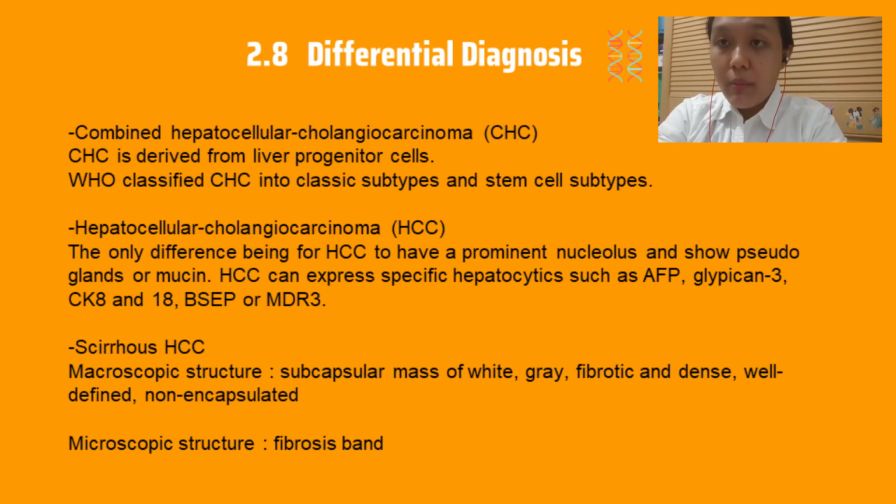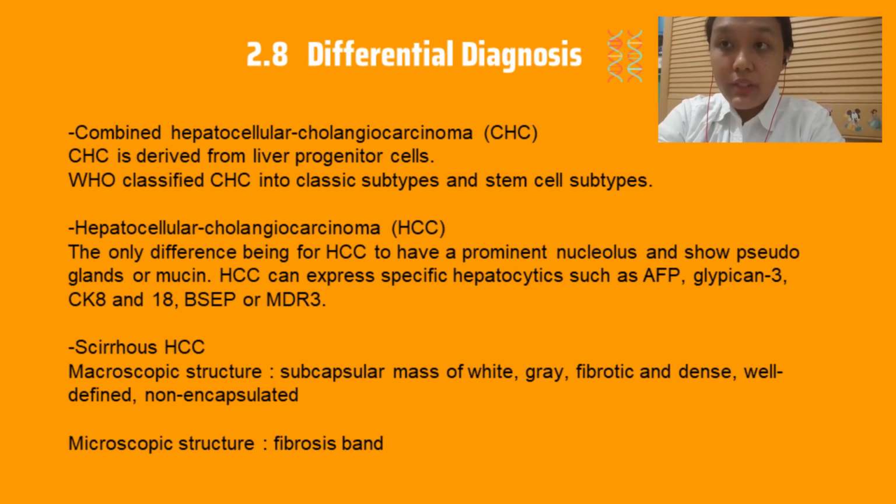Now, I'm explaining about differential diagnosis for cholangiocarcinoma. The first is combined hepatocellular cholangiocarcinoma or CHC. According to the hypothesis by WHO, CHC is derived from liver progenitor cells. However, to date, there has been no evidence reporting a different component of CHC. Because of this, WHO classified CHC into classic subtype and stem cell subtype.